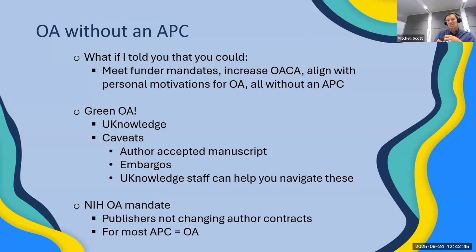Elsevier has an embargo that ranges from about 6 to 36 months. Others range from about 12 to 24 months. Sage allows for immediate Green OA depositing. And you can do all this in UK Knowledge, our institutional repository. UK Knowledge has controls and mechanisms that allow you to deposit immediately and then set embargo release dates, so you could set the embargo to release your article publicly on a certain date. UK Knowledge staff can help you navigate those.